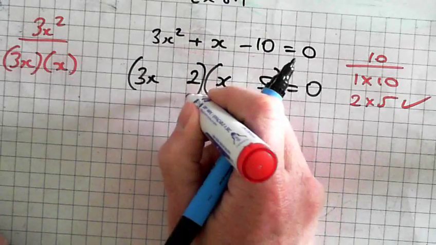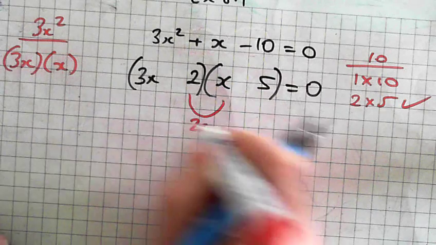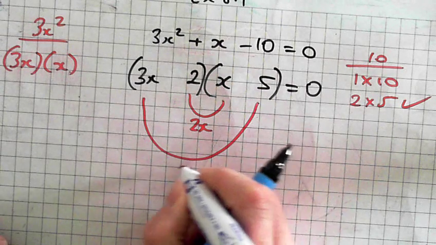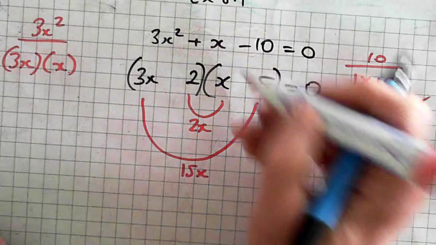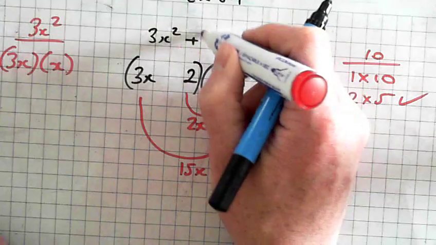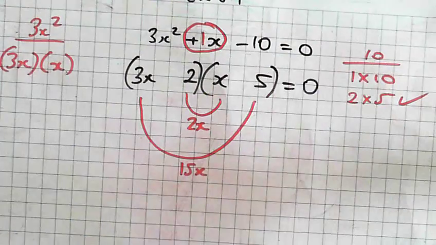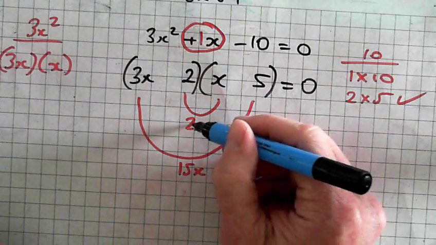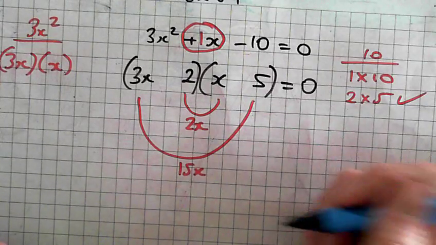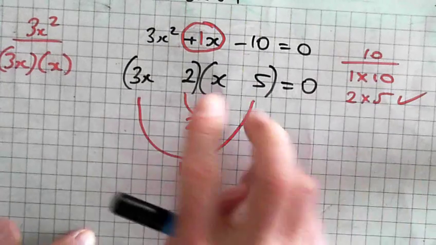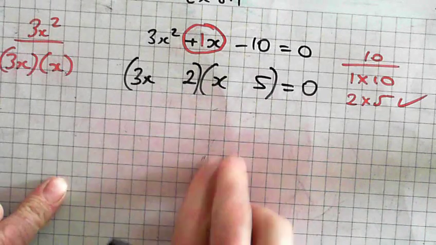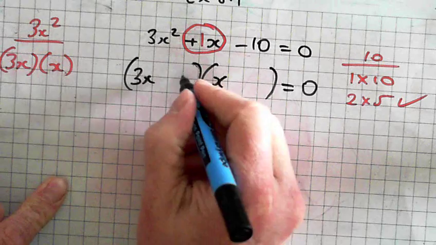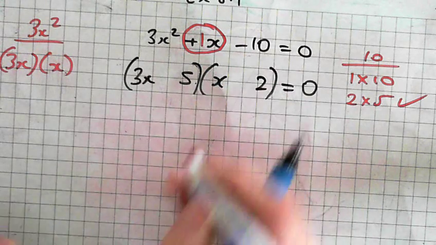Test number 1. Test. Is there any way I can add or subtract these to get a plus 1x? 15 minus 2 will give me 13. 2 plus 5 is 17. That's not a 1x. So what do I do with the 2 and the 5? Switch. Test again.